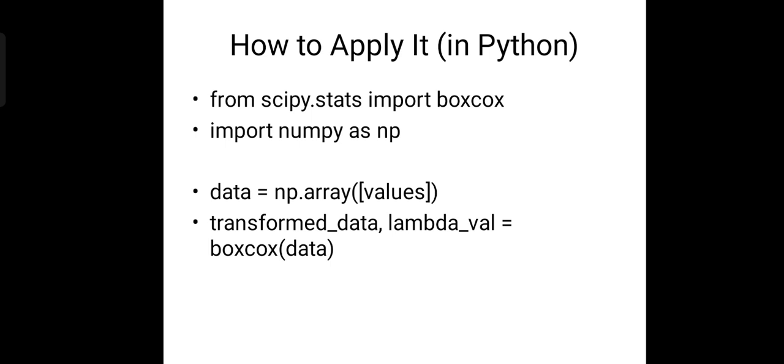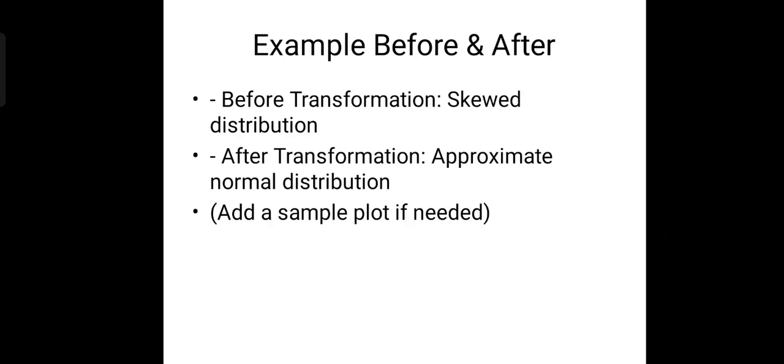How to apply it in Python? Here is one example of this. data is equal to numpy dot array in brackets values. transformed data, lambda value is equal to boxcox in brackets data. Here is the example before and after. Before transformation, skewed distribution. After transformation, approximate normal distribution.